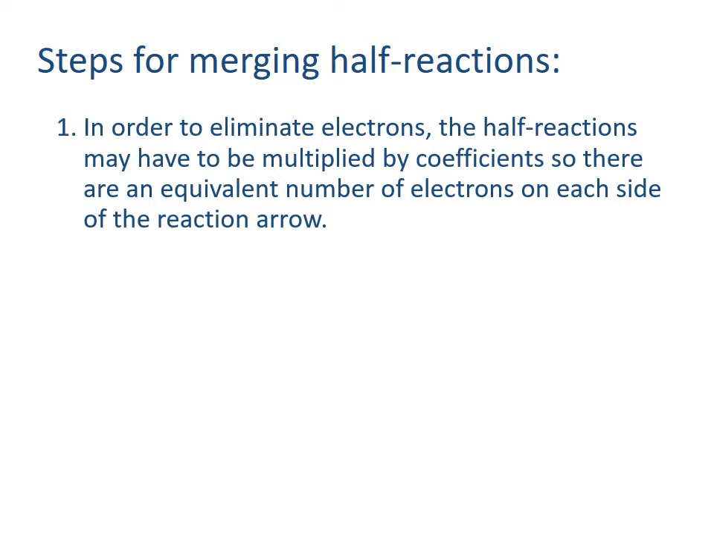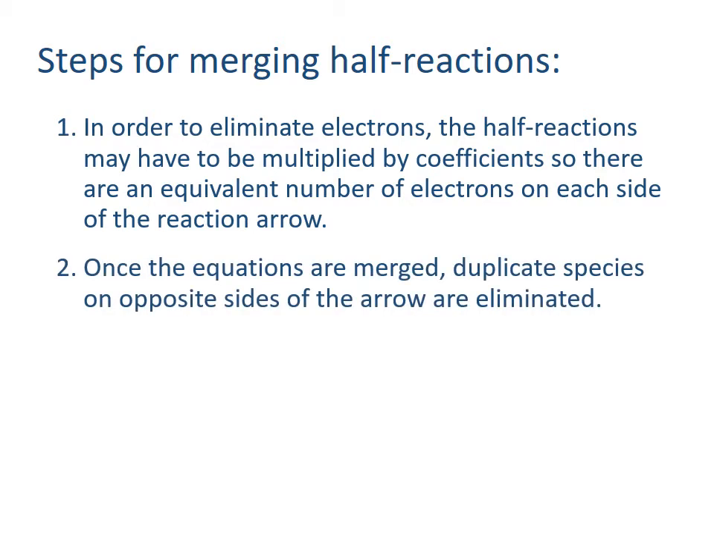First, in order to eliminate electrons, the half reactions may have to be multiplied by coefficients, so there are an equivalent number of electrons on either side of the reaction arrow. Once the equations are merged, duplicate species on opposite sides of the arrow are eliminated.